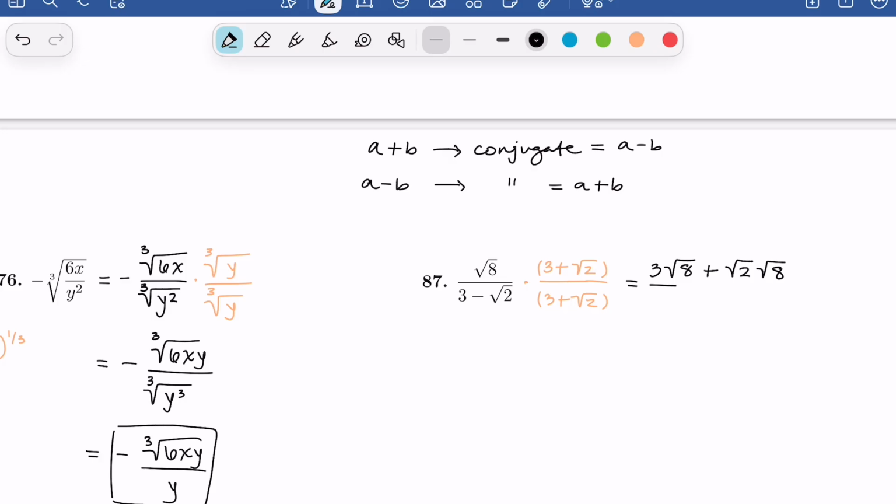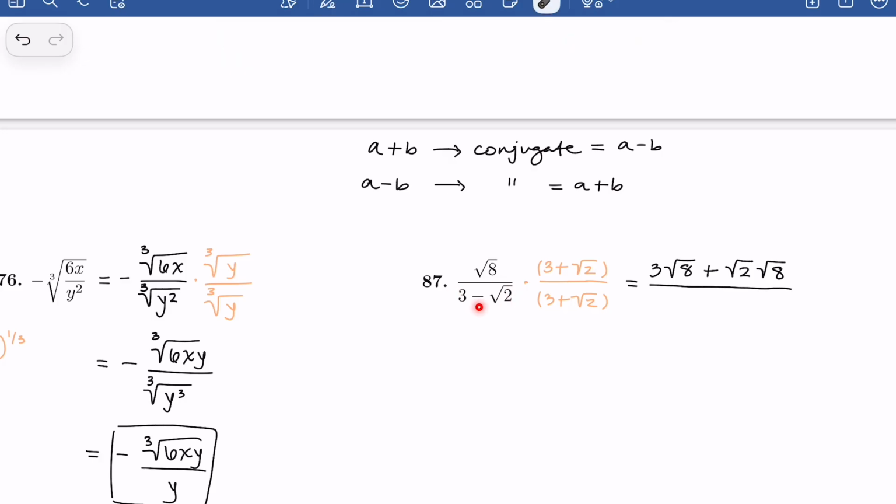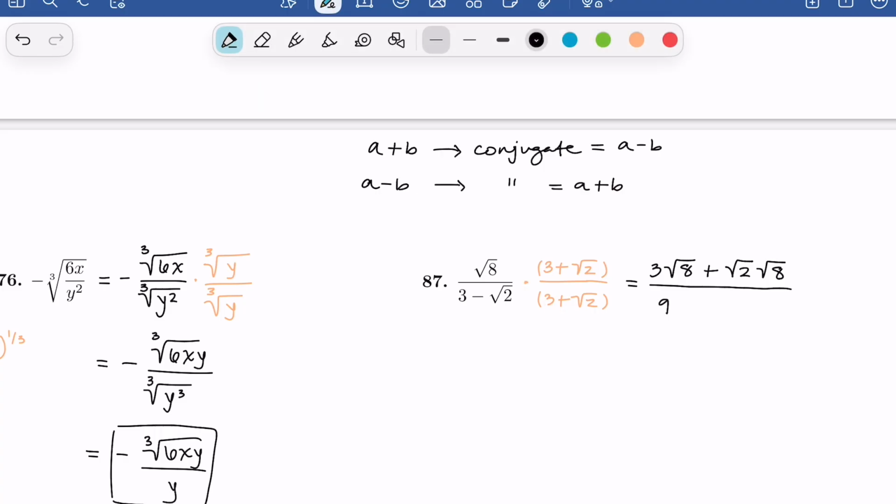All right. In our denominator here, since we have the products of two binomials, we're going to have to FOIL this. So we're going to have 3 times 3. That's going to give us 9. Then we're going to have 3 times positive square root 2, but then we're going to have 3 times negative square root 2. So that's going to cancel out. Then we're going to have negative root 2 times root 2.